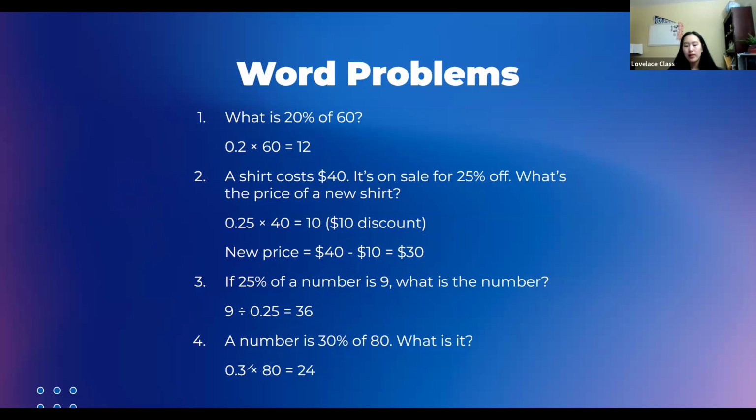And then if you say this number is 30% of 80, that's similar to question 1. That's just 0.3, which is also 30% times 80, which is 24. Do these problems make sense? Does how we get to the answer kind of make sense? Hopefully. Okay. If anyone has any questions, feel free to ask.